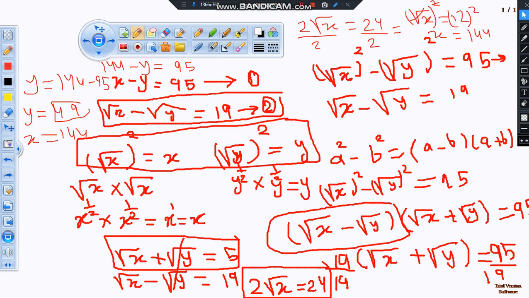So 12 minus 7 gives 5 and the sum gives 19, so both equations are correct. So your answer: x equals 144 and y equals 49.